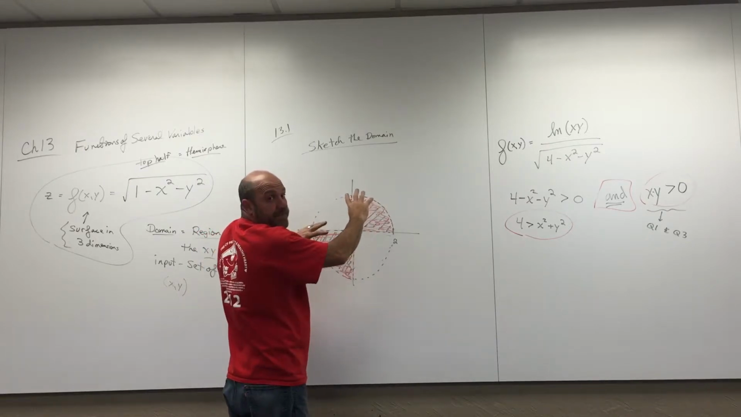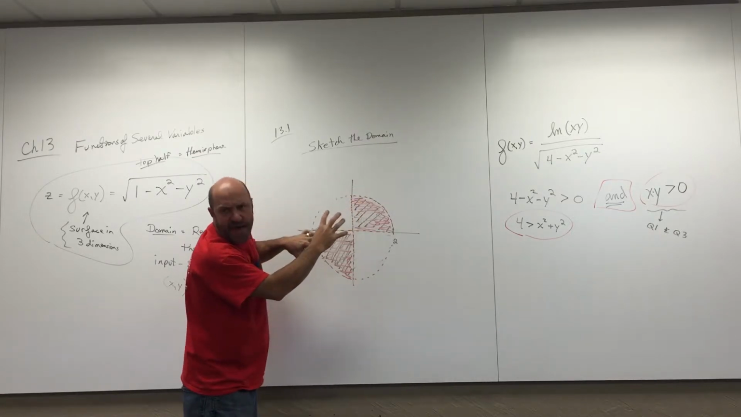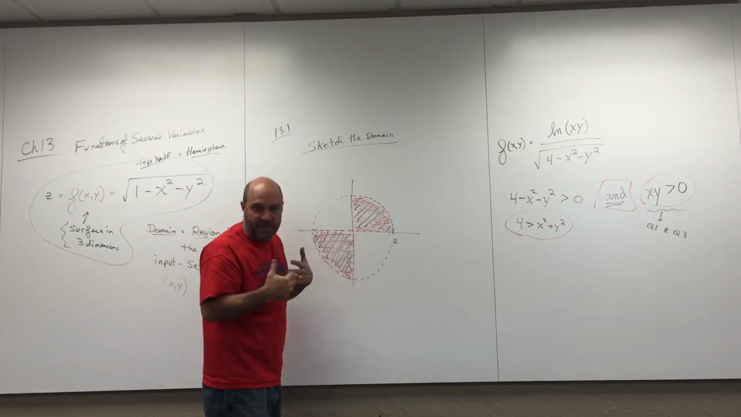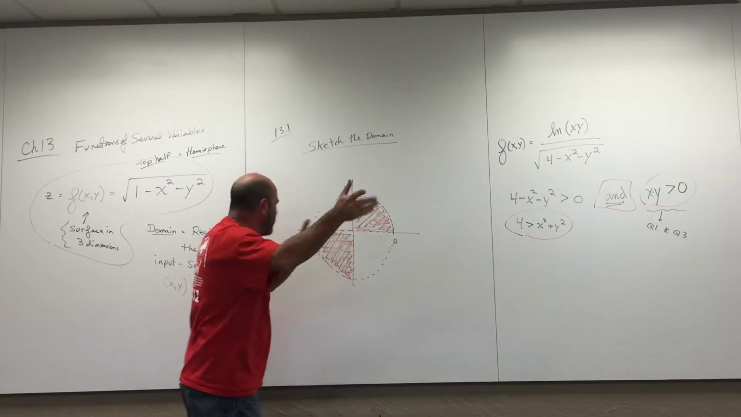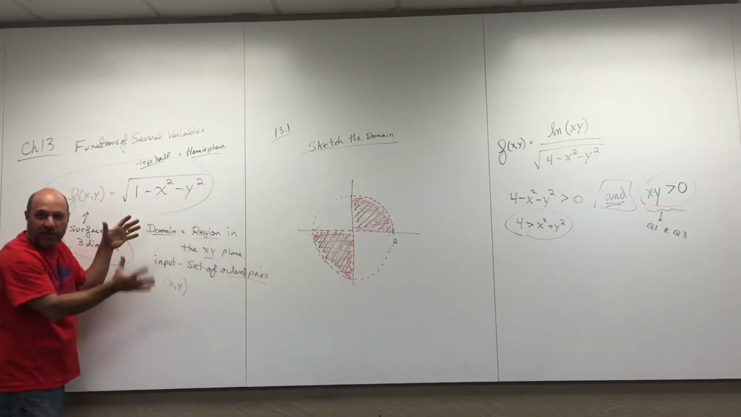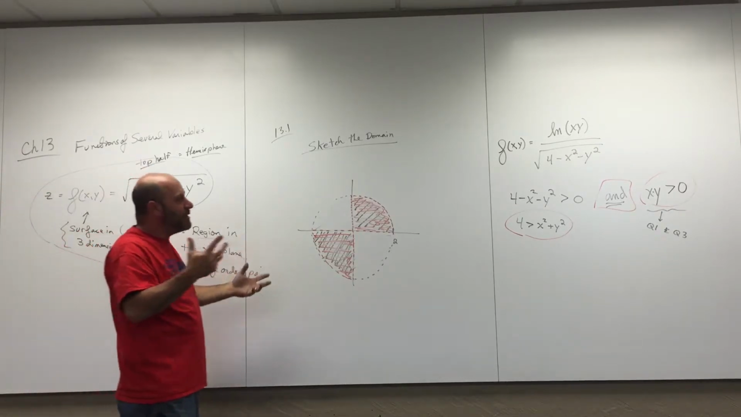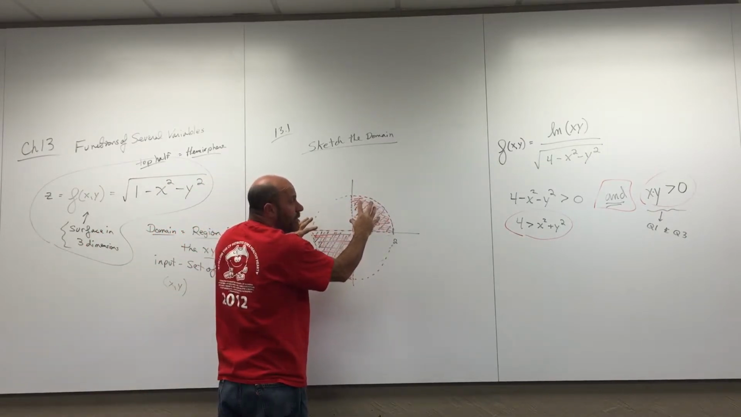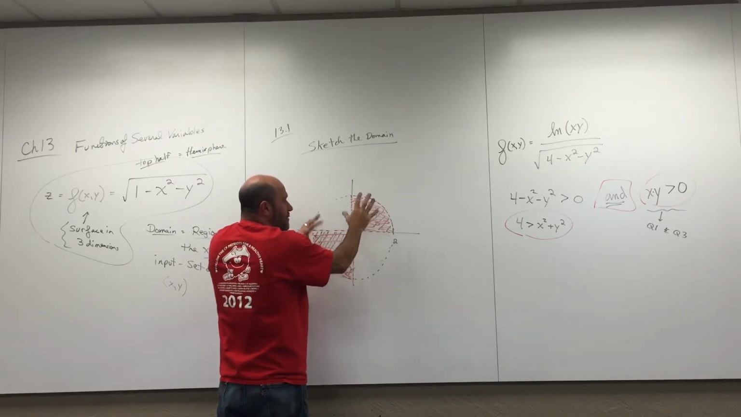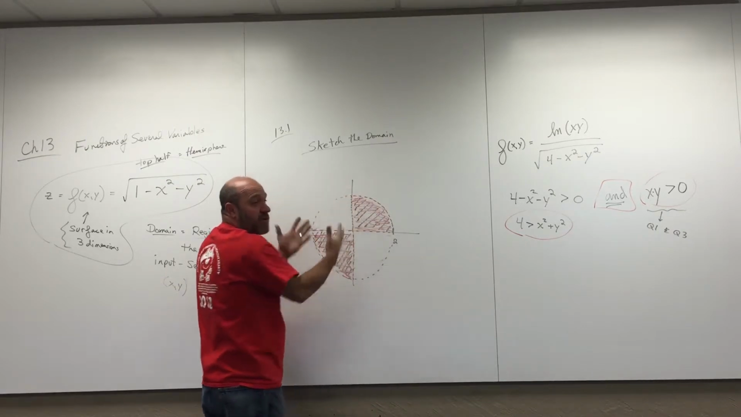It's only here where it lives, and it might live above the XY plane. If those Z values are negative, it could live below the XY plane. Remember the last one? This was a hemisphere, and the top half of it was above. This one, you might get some negative values or some positive values, so it might live above or below this shaded region in the XY plane. This is a picture of his domain.